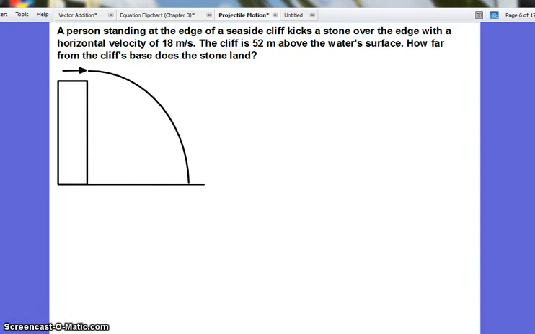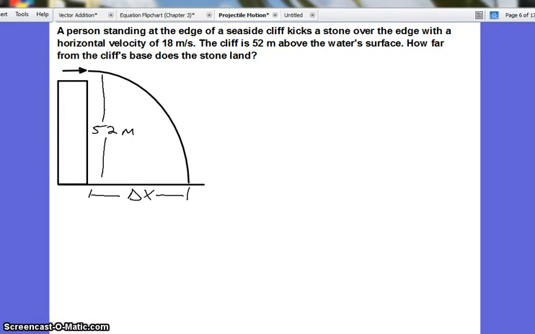The cliff is 52 meters above the water surface. How far from the cliff's base does the stone land? So for these problems, we first want to draw a diagram. The diagrams will help us, especially with our directions and positives and negatives. The only thing we're going to write in terms of numbers on the diagram is our distances. We know that this stone falls 52 meters to the water, but we don't know how far it has gone over. That's what we're looking for, our main goal.